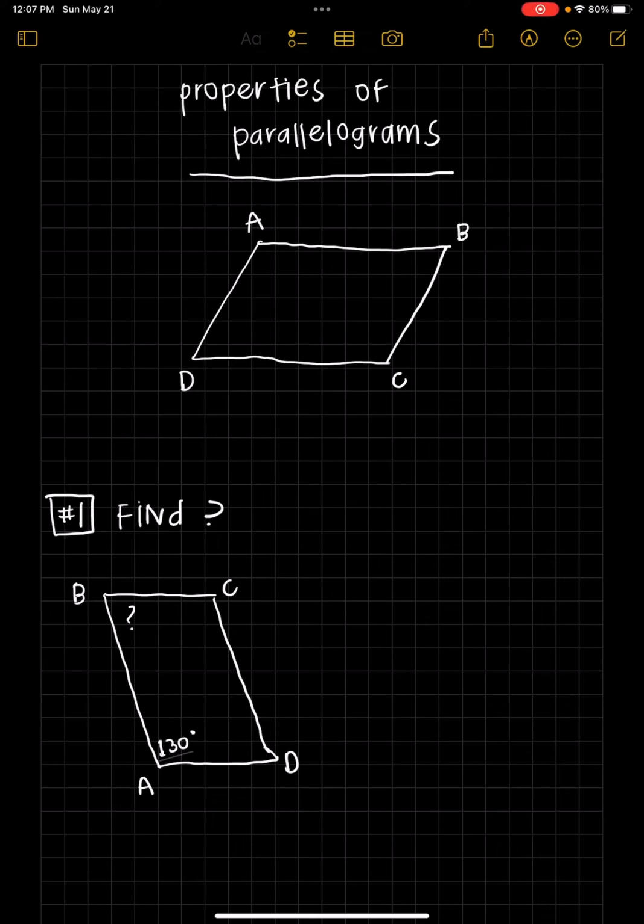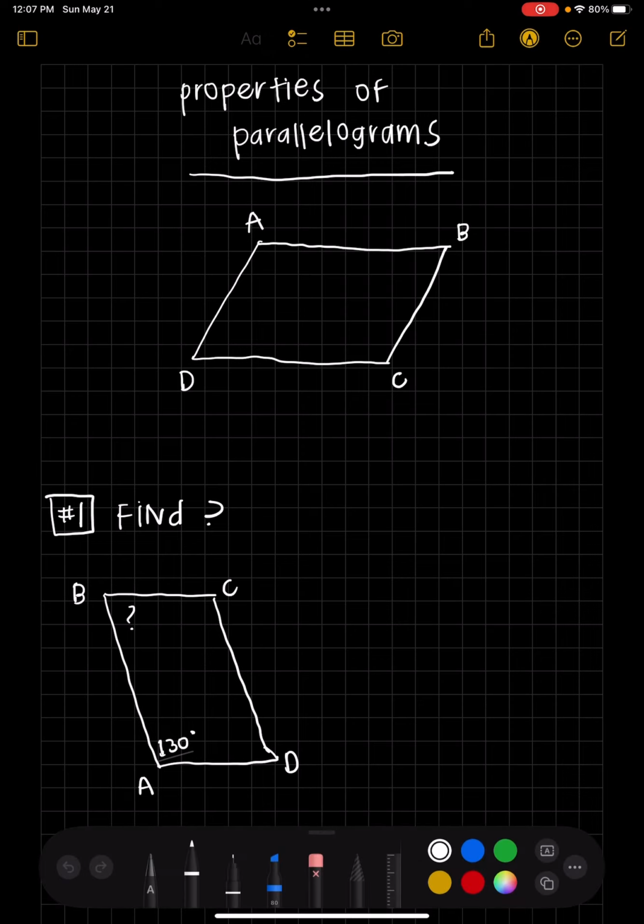Hi everyone, so today we're going to be talking about properties of parallelograms, and parallelograms are kind of like smashed rectangles. They're smashed rectangles because rectangles always have right angles, and parallelograms sometimes have right angles, but sometimes they don't. So let's just go over some of the stuff that we need to know about parallelograms first, and then we'll go over the examples.